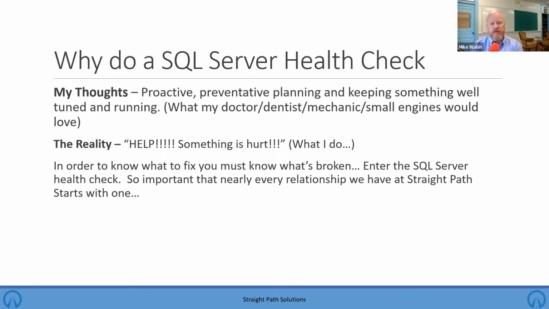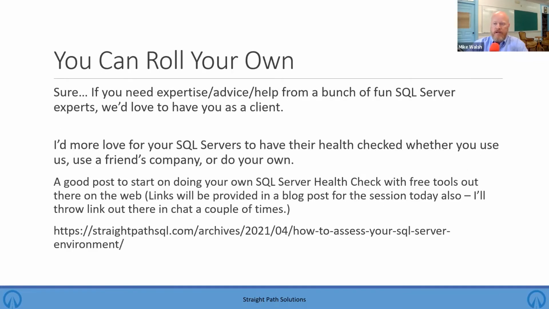Most of our customers call us up and say, help, something hurts. Very rarely do we get a customer that calls up and says, hey, our SQL Server is running okay, can you tell us what's good and what's bad? That's kind of how I treat my teeth, my body, my cars, and the small engines. I kind of wait till something goes wrong. But in order to know how to fix what's broken, you have to know what's broken first. And that's what the health check does. So hopefully you're here not with specific problems, but you just want to know how your SQL Server is. And that's what this is for.